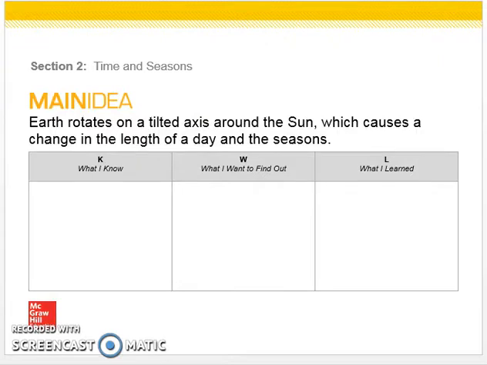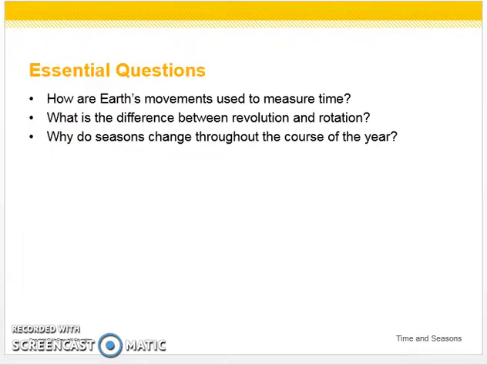Physical Science 29.2, Time and Season. Earth rotates on a tilted axis around the sun, which causes a change in the length of day and the seasons. How is Earth's movement used to measure time? What is the difference between revolution and rotation? Why do seasons change throughout the course of the year?